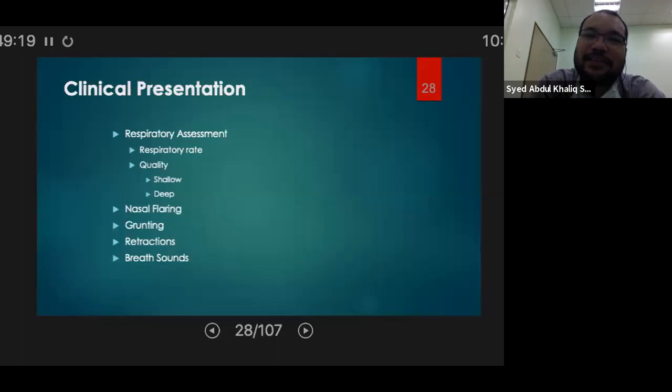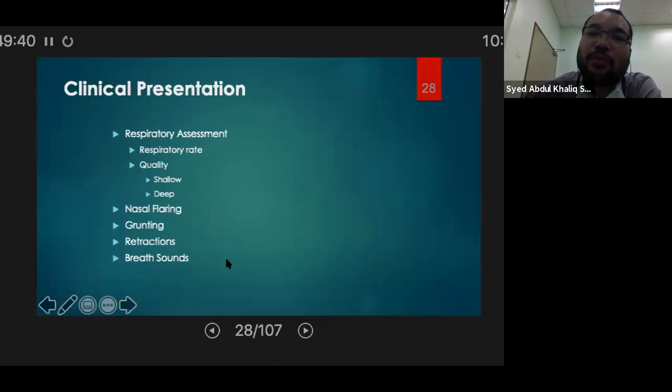And then quality as well. Quality of the breathing. Is it shallow breathing? Is it deep breathing with deep recessions? Shallow breathing, meaning there's some respiratory depression, for example. The baby may be premature, so sometimes there may be shallow breathing. So these are all signs of respiratory distress.